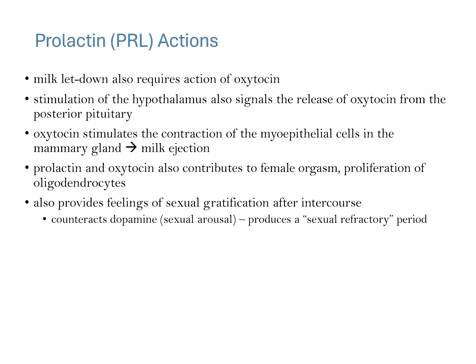These hormones can counteract dopamine, which is one of the hormones of sexual arousal, and it produces what is called a sexual refractory period. So after intercourse, there is no desire to have intercourse again. A lot of people refer to prolactin and oxytocin as the cuddling hormones. Oxytocin has even been called the falling in love hormone.